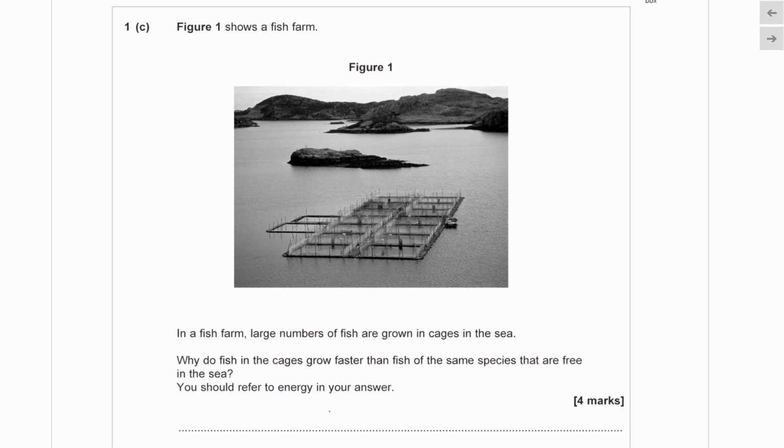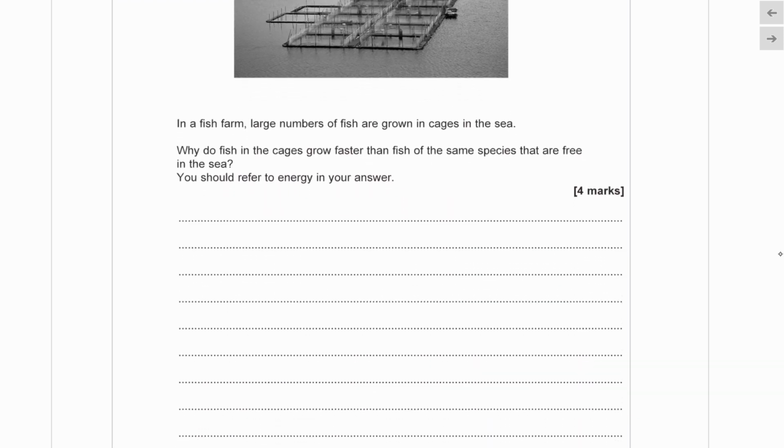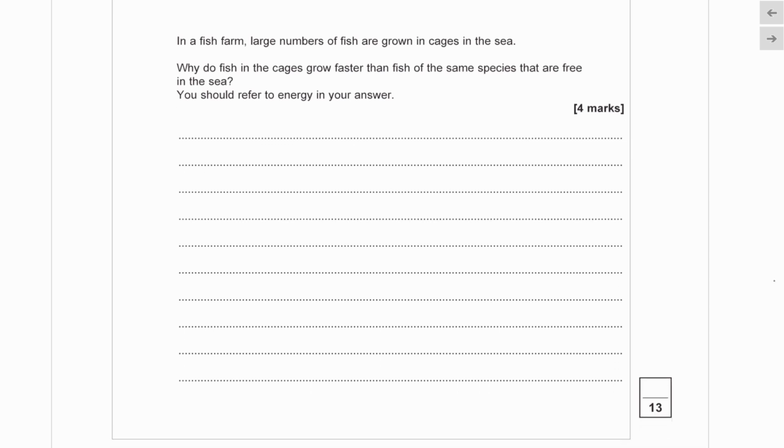All right, so when it says we should refer to energy, that's because for anything to grow, it requires energy, all right? Now, the way that we get energy is by eating, and the way that we lose energy is by movement or doing other things, okay? Movement is the main one, though, if we're talking about a farm. So there are 2 points to this question, all right? So we're going to say each point and explain, because it says why do they, don't just describe what's happening.